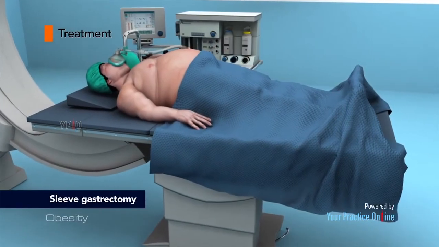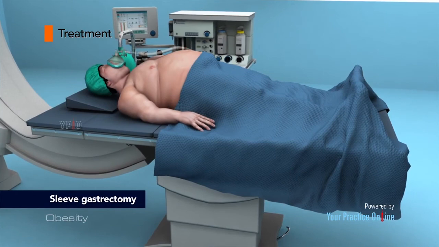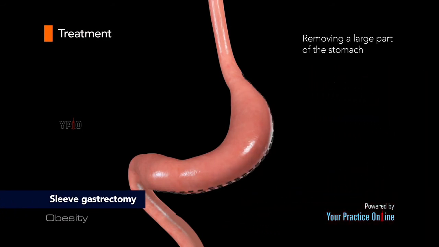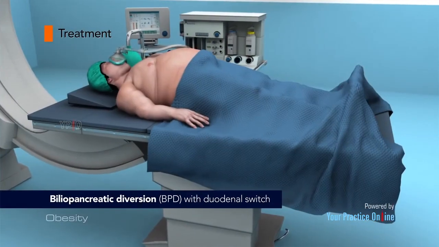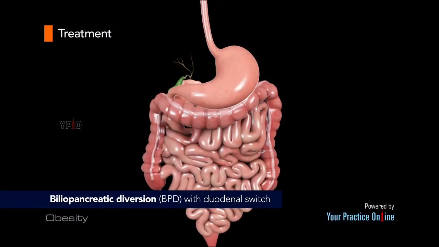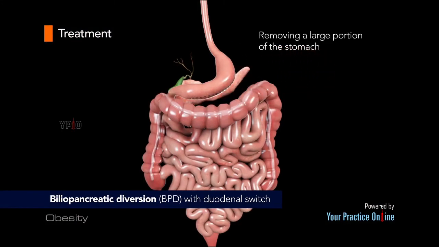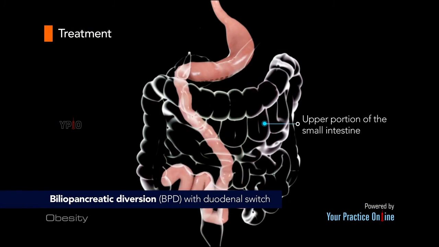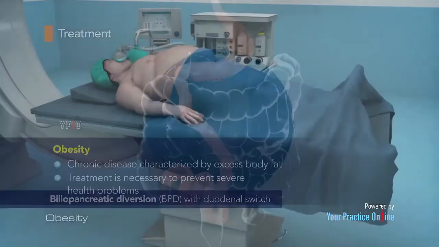Sleeve gastrectomy, also called tube gastrectomy, involves reducing the size of the stomach by stapling or by removing a large part of the stomach to reduce the absorption of food. After this procedure, your stomach appears like a tube rather than a pouch. Biliopancreatic diversion, BPD, with duodenal switch, is a complex surgical procedure which involves removing a large portion of the stomach and bypassing the food flow away from the upper portion of the small intestine. This procedure offers significant weight loss, but can be associated with several complications.